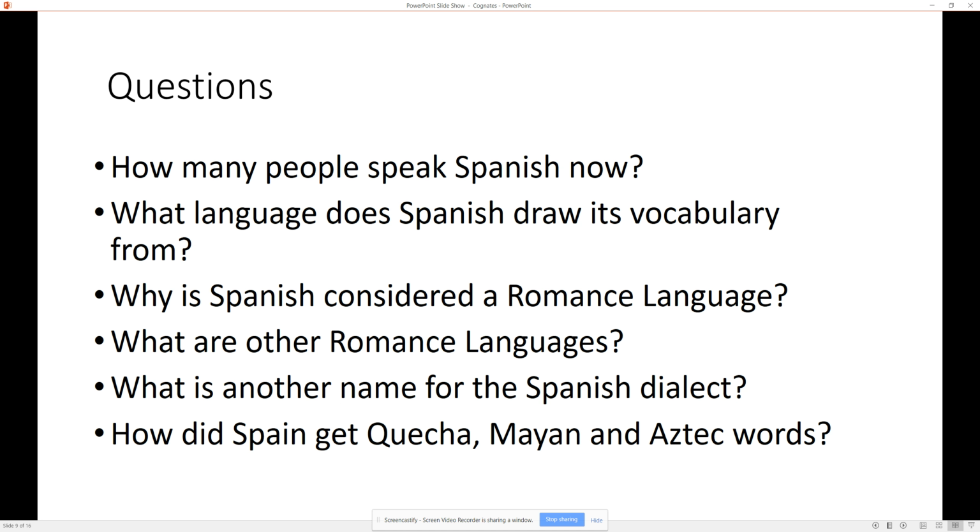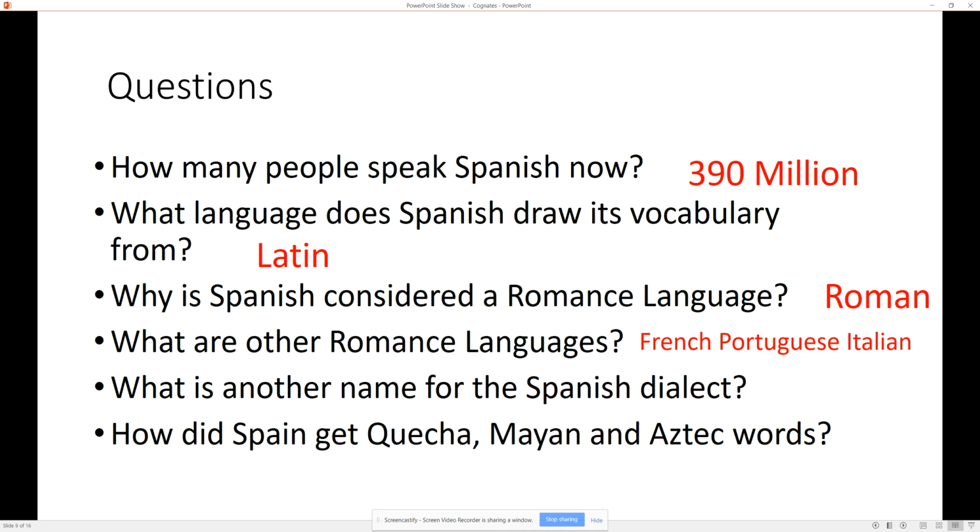So, to quickly go over some of the questions, how many people speak Spanish now? 390 million. What language does Spanish draw its vocabulary from? Latin, predominantly. However, there are also words from Arabic, Greek, as well as English. Why is Spanish considered a Romance language? Because of the Roman Empire coming there and bringing the language. What are some other Romance languages? French, Portuguese, Italian, Romanian. And what other name is there for the Spanish dialect?